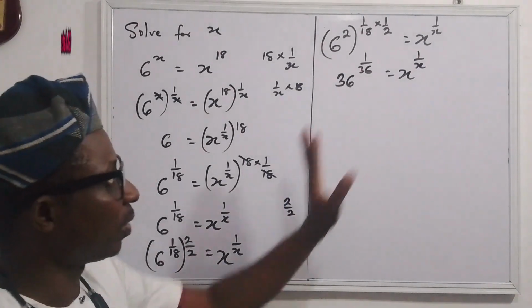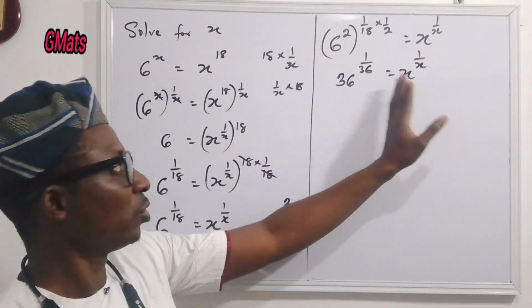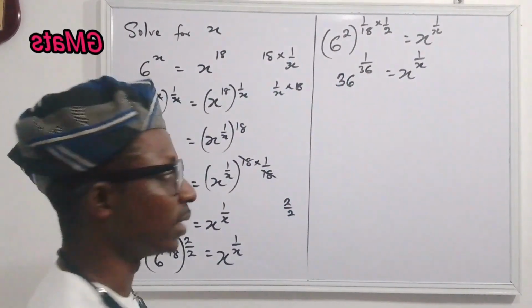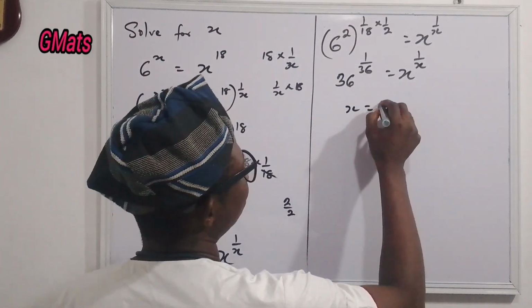All right, so now we can see we have achieved our goal. So then we can now conclude that x equals 36.